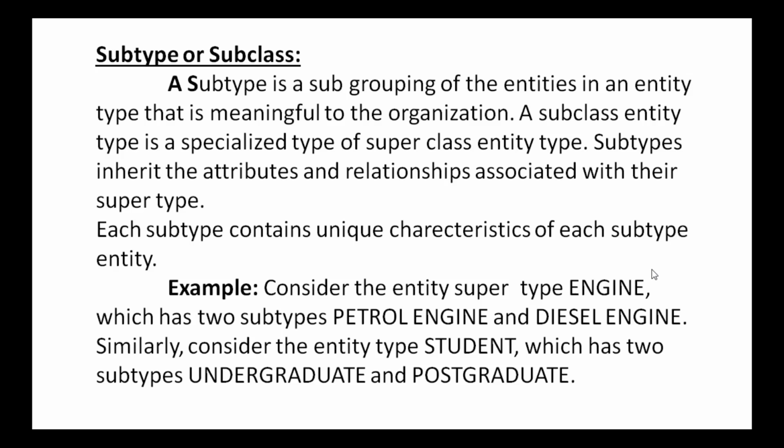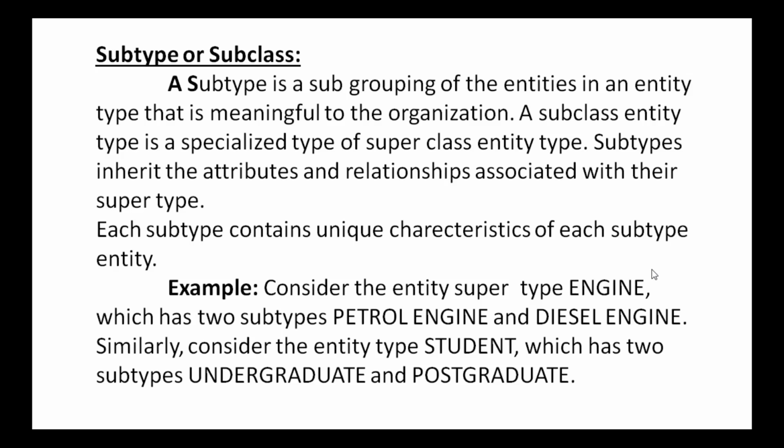That means the petrol engine has specialized attributes or specialized characteristics that are not shared by the diesel engine. Likewise, the diesel engine has specialized attributes which are not shared by the petrol engine. That's why the whole single entity will be divided into two entity types, like entity subtypes and entity supertype. Here, the engine supertype contains two entity subtypes, like petrol engine entity and diesel engine entity.